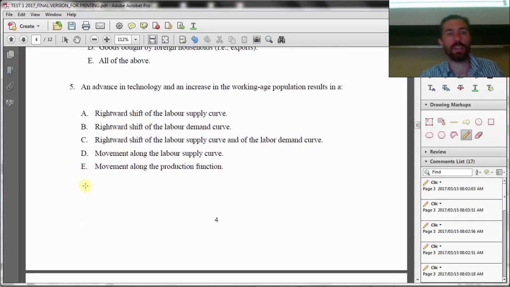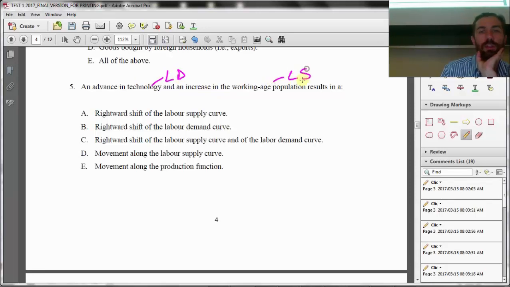An advance in technology and an increase in the working age population. First of all, we're dealing with labor supply and labor demand curves. A change in technology is going to shift labor demand. An increase in working age population is going to affect labor supply. Are you going to have a rightward shift in labor supply? Yes. A rightward shift in labor demand? Yes. A rightward shift in both labor supply and labor demand? Yes. In other words, C is correct. A and B don't include either the demand or the supply side effect, so C is the one that you want to be going for here.